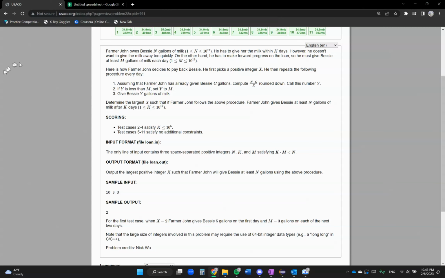So let's think about this again. Farmer John just wants to give Bessie N gallons of milk within K days. There's this procedure that he follows that gives Bessie a certain amount of milk, and he wants to find the largest x such that he gives Bessie at least N gallons of milk. So basically, he wants to spend as much time as possible giving the milk to Bessie.